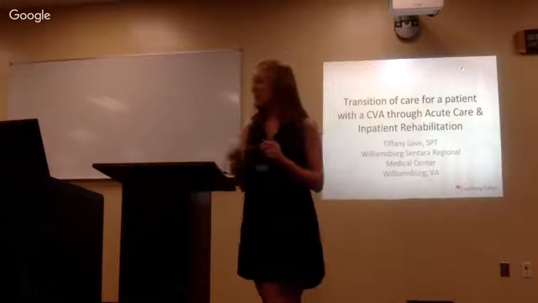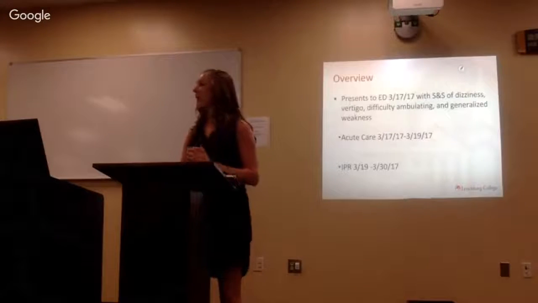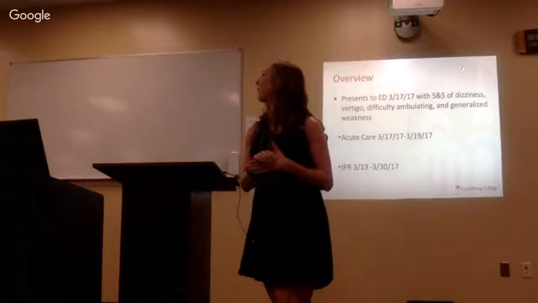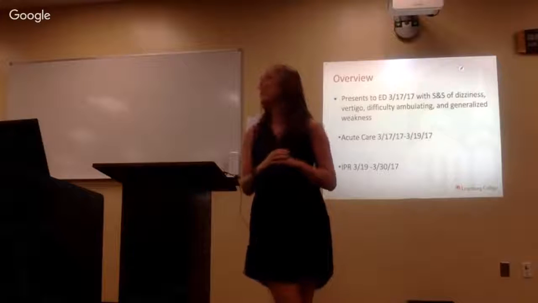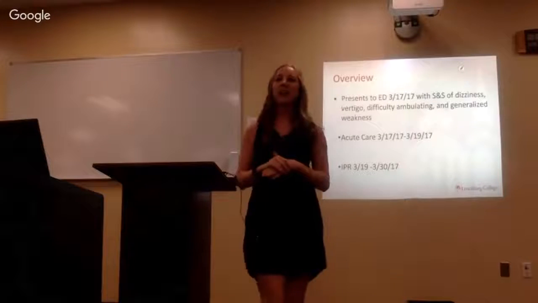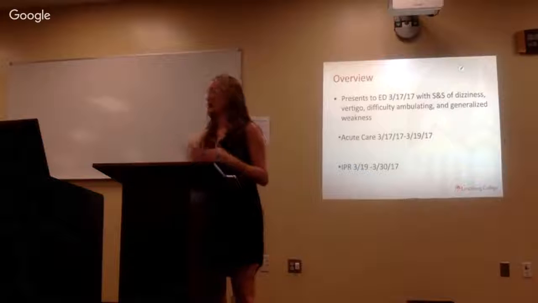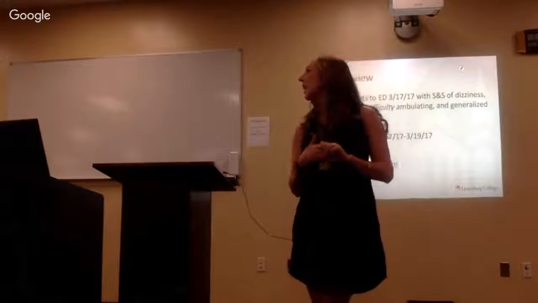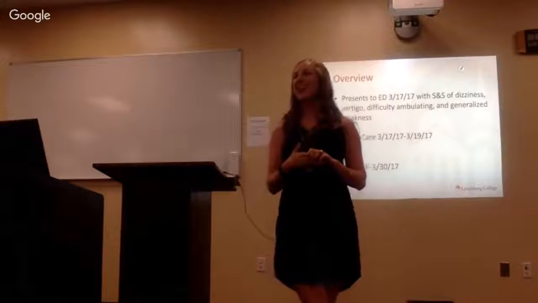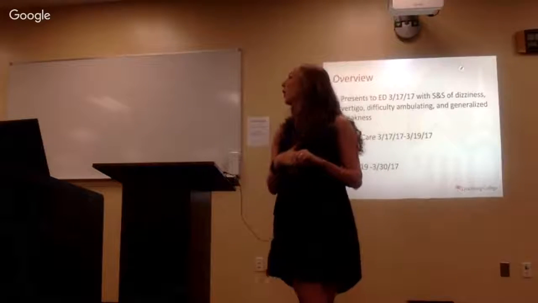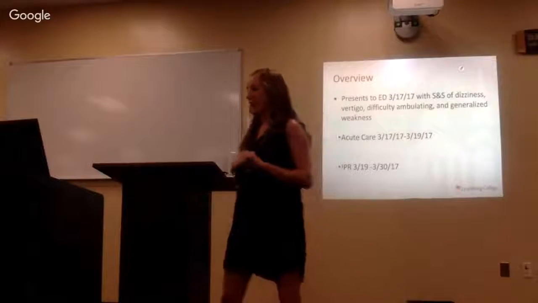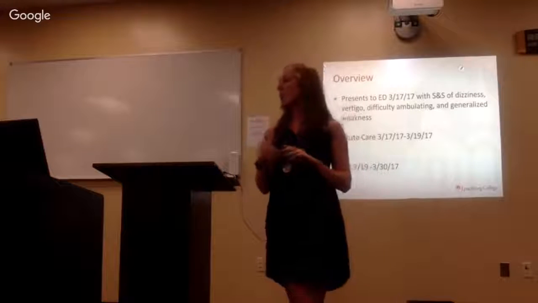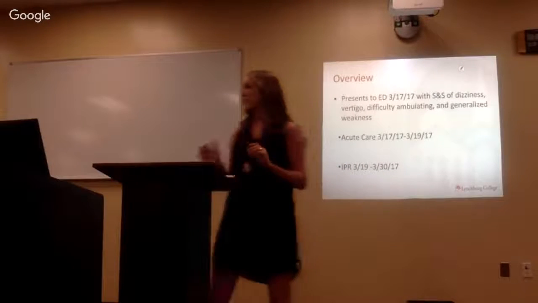Acute care and inpatient rehabilitation. So a brief overview. My patient presented to the emergency department on March 17th with signs and symptoms of dizziness, vertigo, difficulty ambulating, and just some complaints of generalized weakness. He was admitted onto the acute care floor from March 17th to March 19th and transitioned into the inpatient rehab unit in the same hospital from March 19th to March 30th. During both his acute care and inpatient rehab stays, he was also receiving occupational and speech therapy services as well.